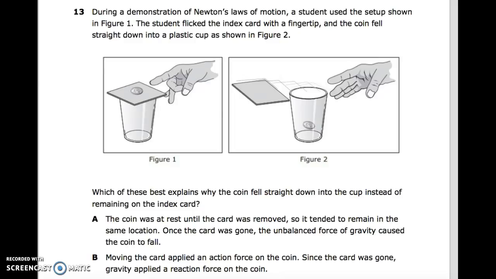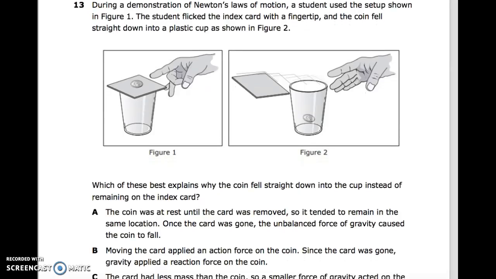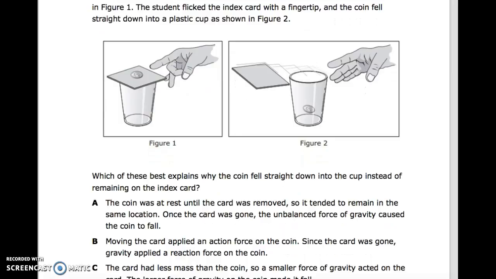A, the coin was at rest until the card was removed, so it has a tendency to remain in the same location. Once the card is gone, the unbalanced force of gravity caused the coin to fall. B, moving the card applied an action force on the coin. Since the card was gone, gravity applied a reaction force on the coin.